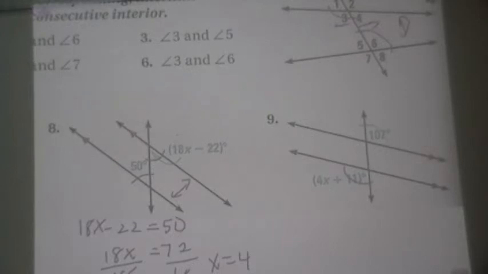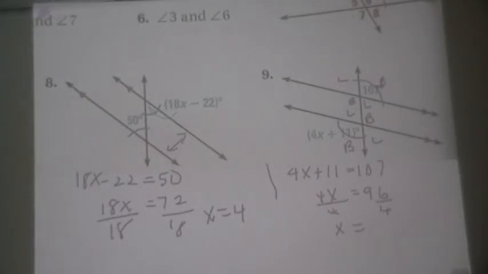Okay, these are alternate exteriors. We also notice that they are the big ones. Little angle, little angle. So we know they're equal to each other. 4x plus 11 equals 107. Move the 11 over and we get 96 equals 4x. Divide both sides by 4 and we get x is equal to, can you see that down there? Not really. Okay, x is equal to 24.